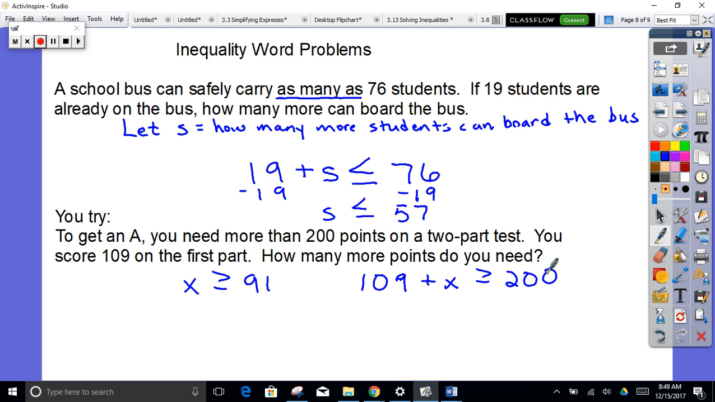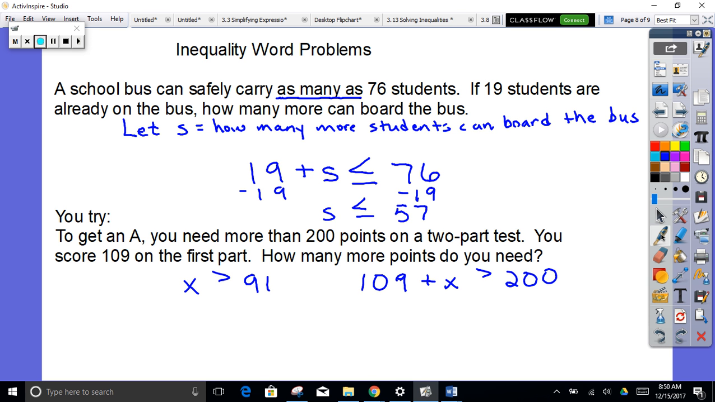So if you get 200, is that okay? What do you guys think? Now, if it says more than 200, it means more than 200. So 200 itself would not be acceptable because it has to be more than 200. You could have like 200.1 maybe, or 200.000001, but it can't be 200 itself. So the only change I would make to that would be to take out the equals part of that inequality. Okay, so then we end up with an answer of x is greater than 91.